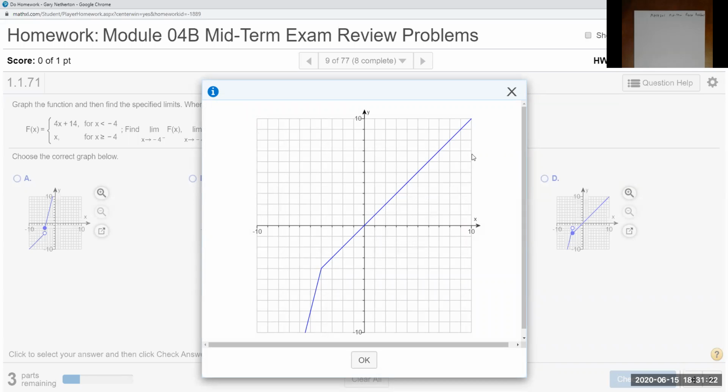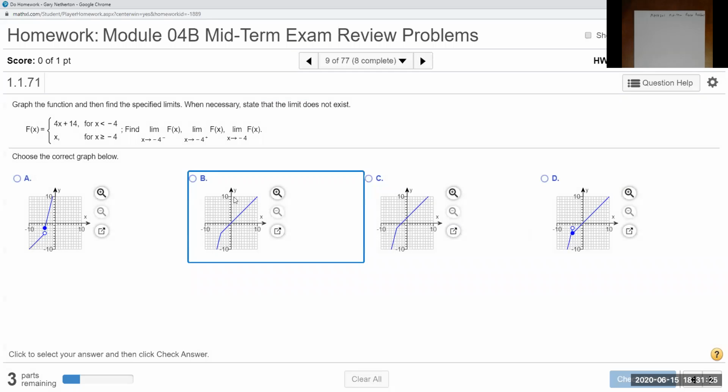And this transition occurs when x is -4. Now the question is, which one of these is correct? Well, I would say one of the easiest things to do is to see what happens when x is -4. Now you notice the first function says when x is less than -4, and then here it's x greater than or equal to -4. So in terms of the actual graph, the second function actually contains the point x equals -4.